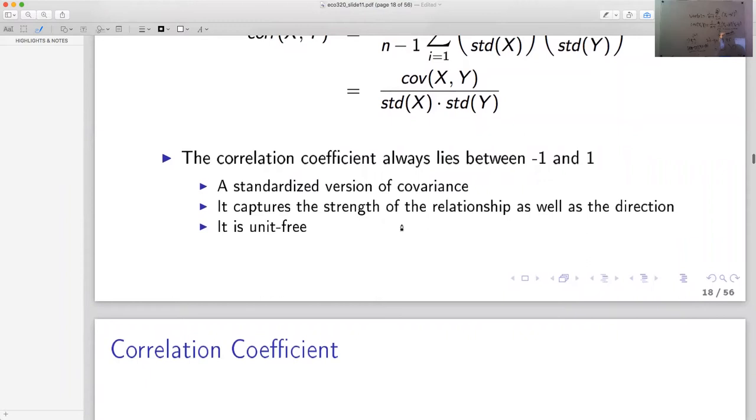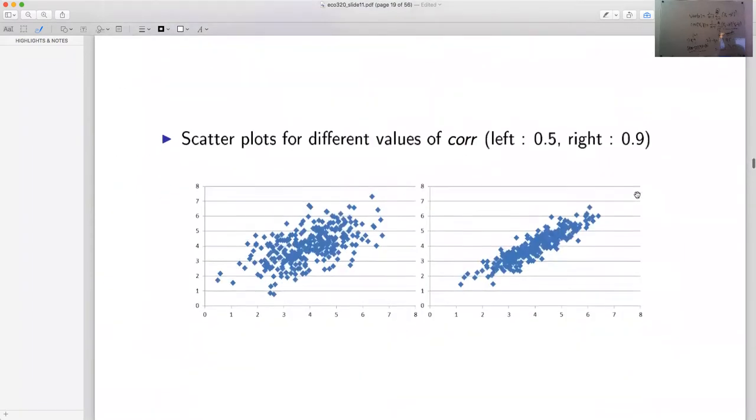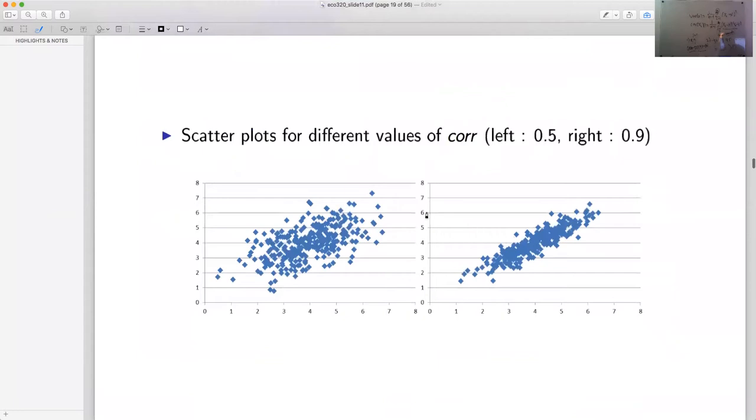So it captures the strength of the relationship as well as the direction. Previously, covariance only captured direction. Also, it's unit-free. So which one has a much stronger relationship? Previously, we agreed that this one has the stronger relationship. If we actually calculate the correlation, the left one is 0.5 and the other is 0.9. As the number gets closer to 1, it has a positive and stronger relationship.